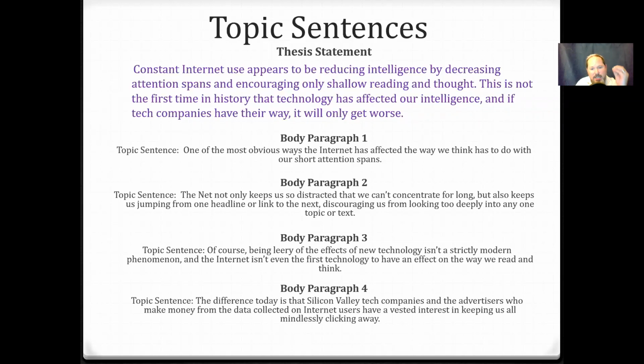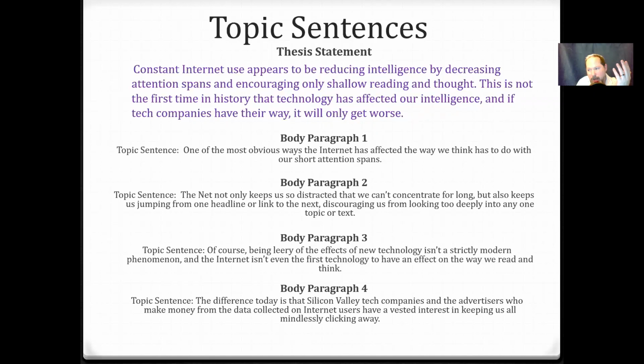You say the difference today is that Silicon Valley tech companies, the difference from back in history, again, you're transitioning from the last thing that you were talking about, is that Silicon Valley tech companies and the advertisers who make money from the data collected on internet users have a vested interest in keeping us all mindlessly clicking away. And you're going to maybe talk about data collection.